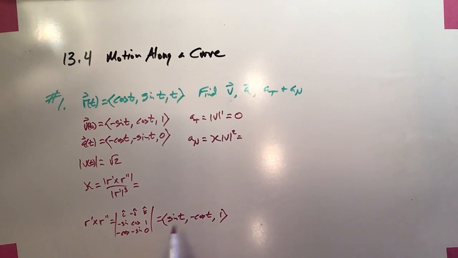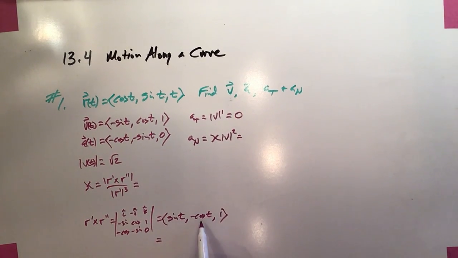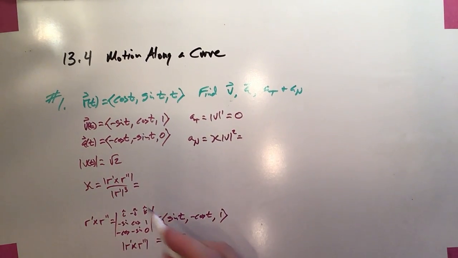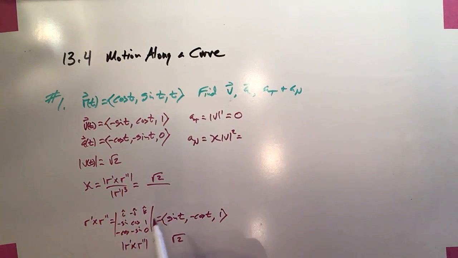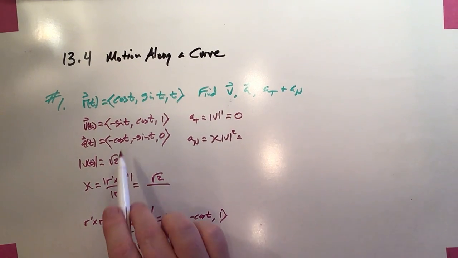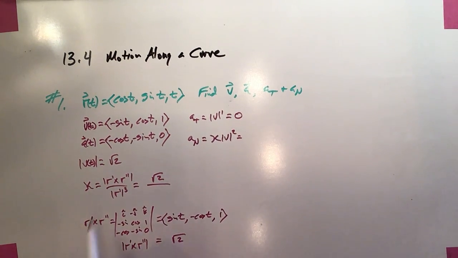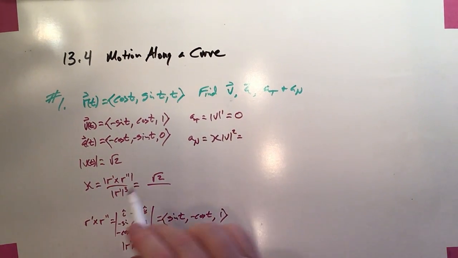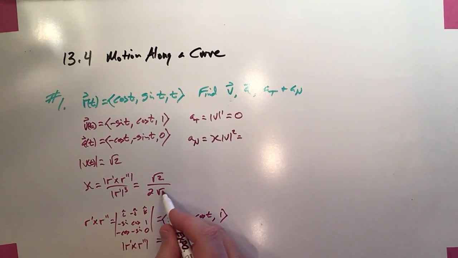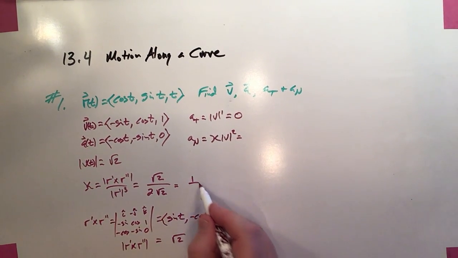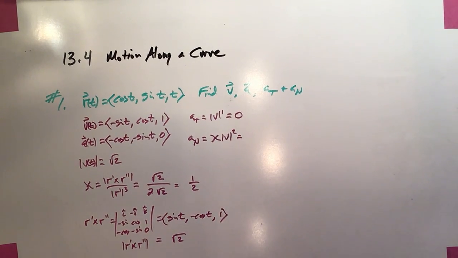And of course, its magnitude is going to be radical 2. Sine squared plus cosine squared plus 1 is 1 plus 1, which is 2, all under the radical. So this will be the magnitude of r prime crossed with r double prime. So that's the numerator up here, radical 2. And then the denominator is just going to be the speed cubed. The speed is just the magnitude of the velocity vector, and we can see that that's also going to be radical 2, but we're going to cube it, so it'll be 2 radical 2, and that's going to mean the overall curvature is 1/2.